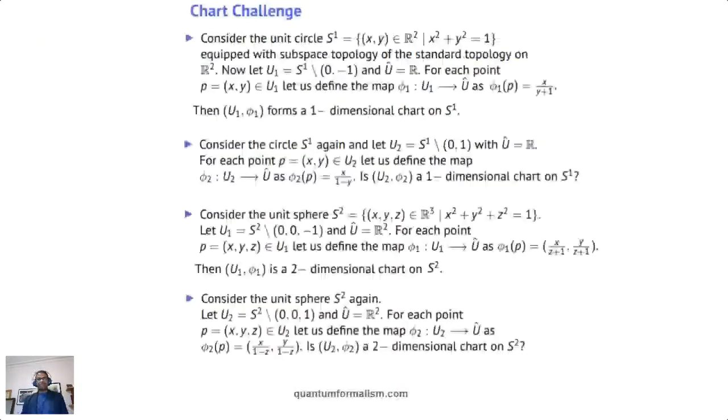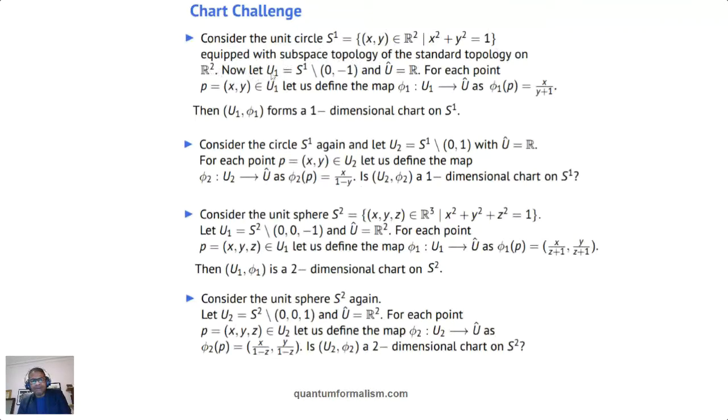So here's a challenge for you. It's very important that you go through this. It's a very simple challenge, using examples that we are all aware of. So the first one is: consider the circle, equipped with the subspace topology of the standard topology on R2.